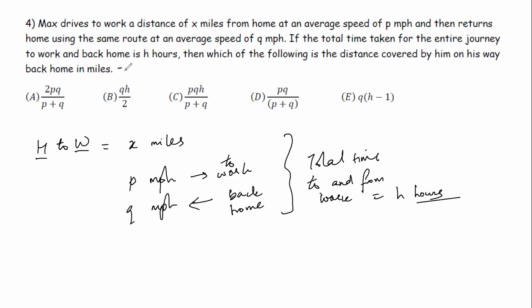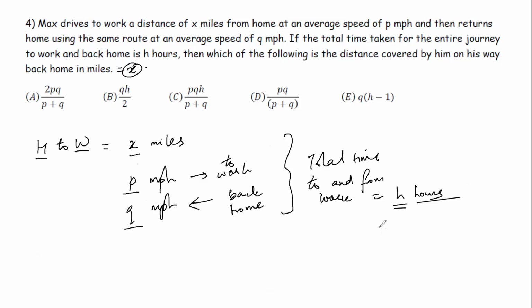So this answer should be equal to x, correct? Because the distance from home to work is x miles. So the question is which of the following is the distance covered by him on his way back home in miles? So it's x miles. But do we have x as an option? No, it's all p, q, and h. So we need to figure out how to solve this. So what information do we have? We have x miles, p miles per hour, q miles per hour, and we got h hours.